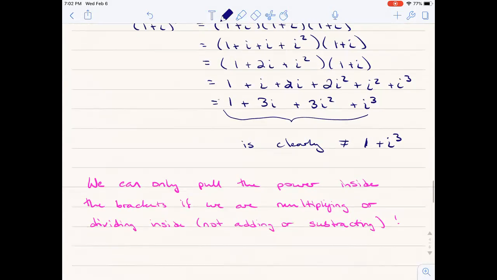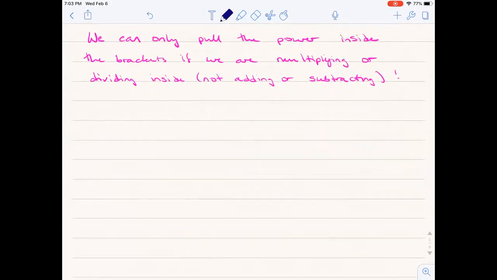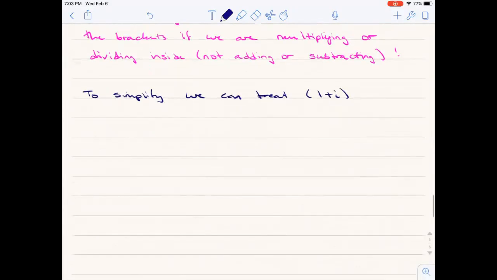First of all, if the question was to simplify this, your first thought might be to expand it. But we only did (1 plus i)^3. Now imagine doing (1 plus i)^9 times (1 plus i)^3. That's a mess. So what you're going to do is treat 1 plus i as one thing, a^3 times a^9. And so to simplify, we can treat 1 plus i as the base.